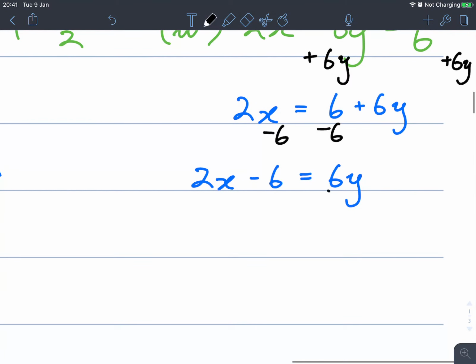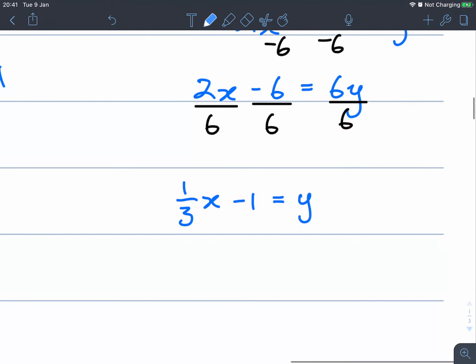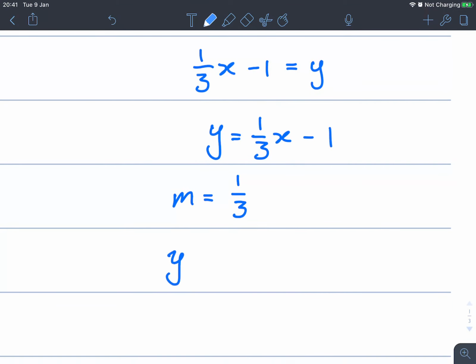And now I'm going to divide every term by 6. This will give me 2 over 6 is 1/3 of x, negative 6 over 6 is negative 1, equals y. So this can be rewritten as y is equal to 1/3 x minus 1. And from this we can see that the gradient m is 1/3 and the y-intercept is negative 1.